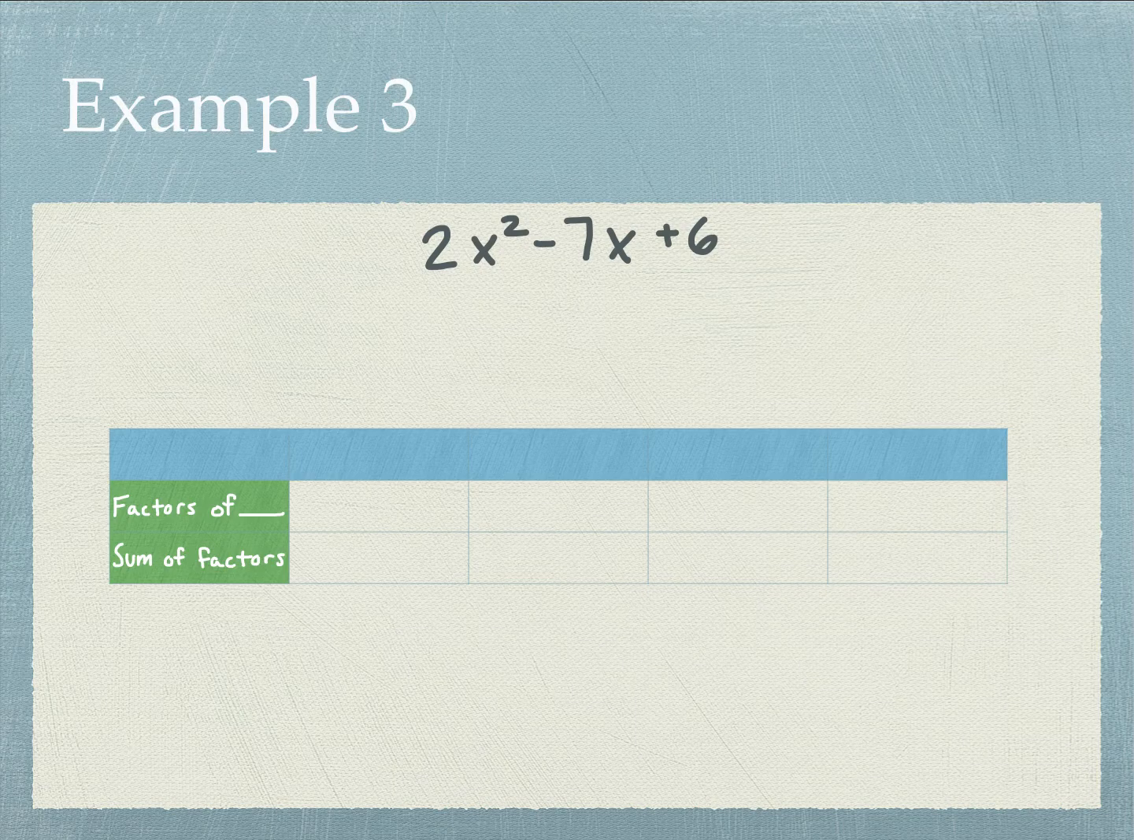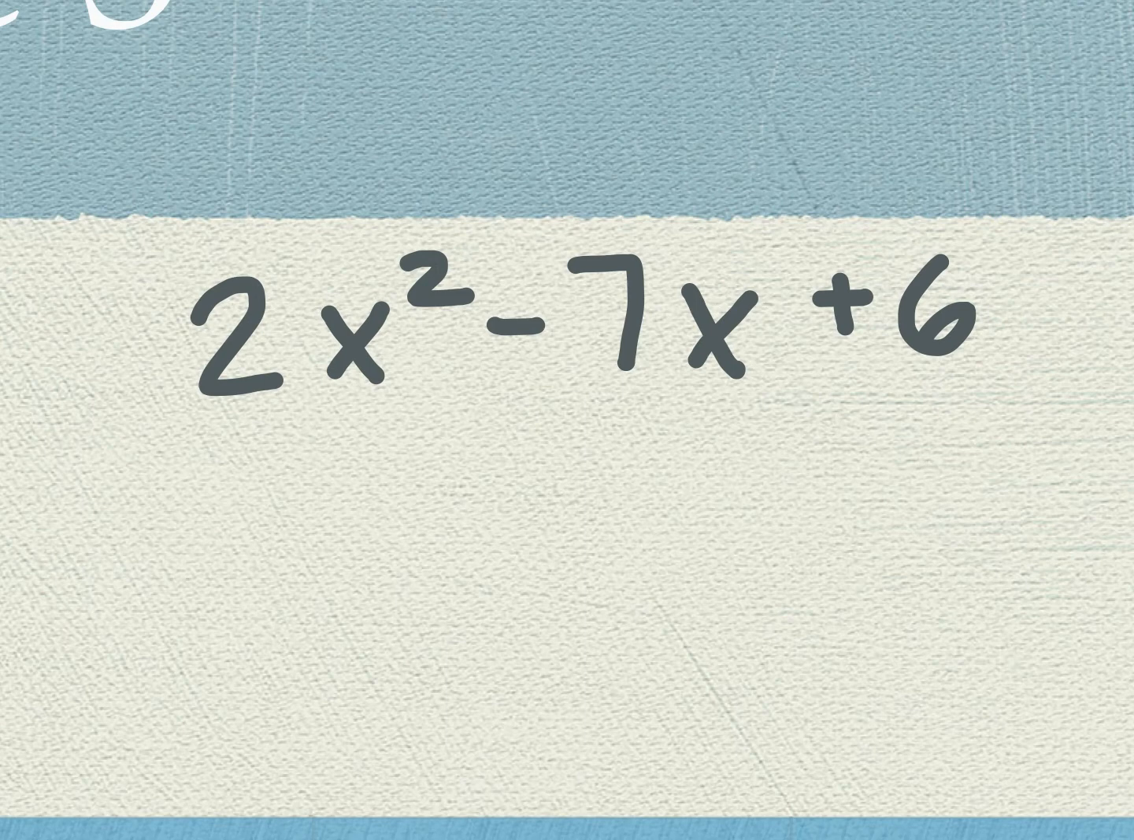All right, example 3. Do I have a greatest common factor that I could take out? Nope. So what do I have to do to start? Multiply the first and the last. So what's 2 times 6? 12. Do I have 2 factors of 12 that add to negative 7? Awesome. Negative 3 times negative 4.